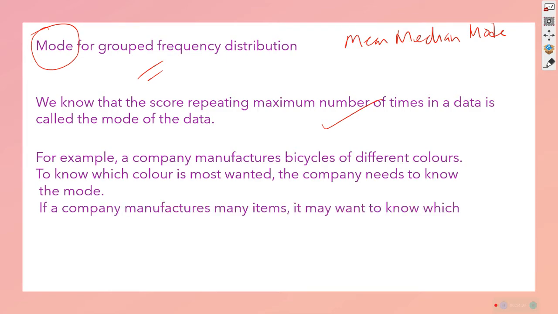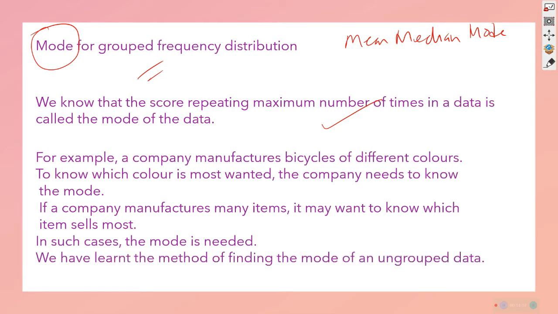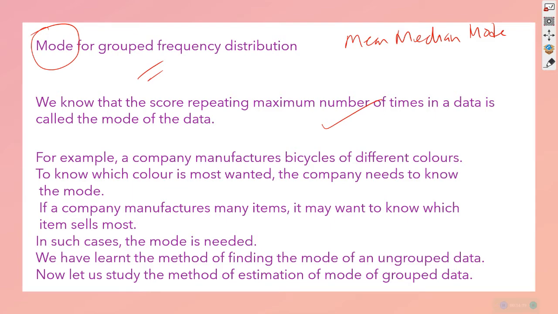Okay, and the company manufactures many items, and may want to know which item sells most. In such cases, the mode is needed, which is selling the most. That is the mode of that particular data. We have learned that method of finding the mode of ungrouped data. Now, we will try to find a method for estimating the mode of grouped data.